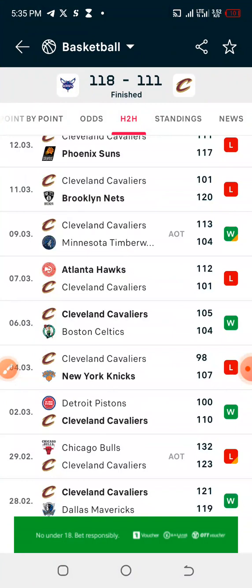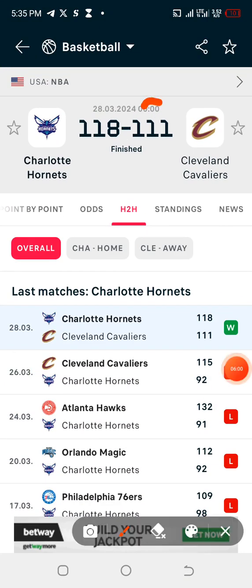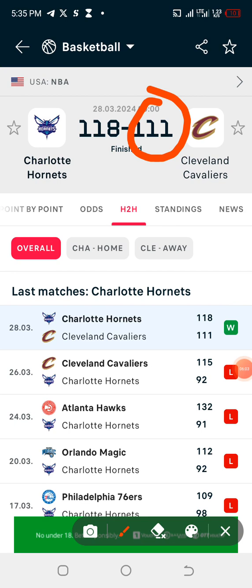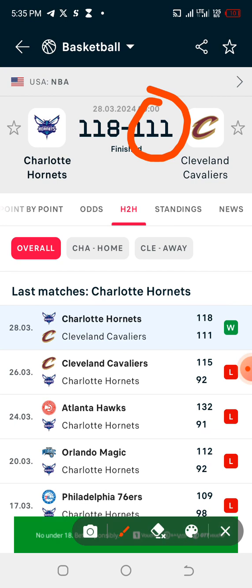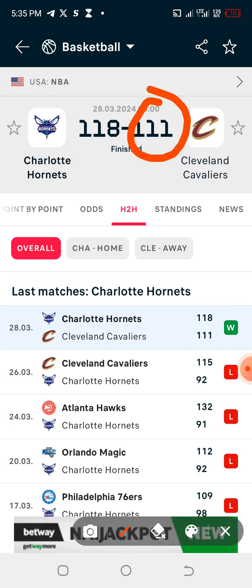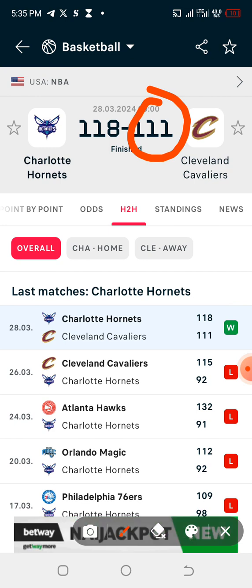Now let us see the outcome of the game. So in the outcome of this game, as you guys can see on the screen, the outcome came out as over 111. Even though this particular team lost the game to the opponent that was given very big odds, they lost to them. But if you predict it as individual total points of over 94, surely you are winning this game. However, there are some factors that can affect your games, and that is what I'm going to discuss with you guys in this particular video.